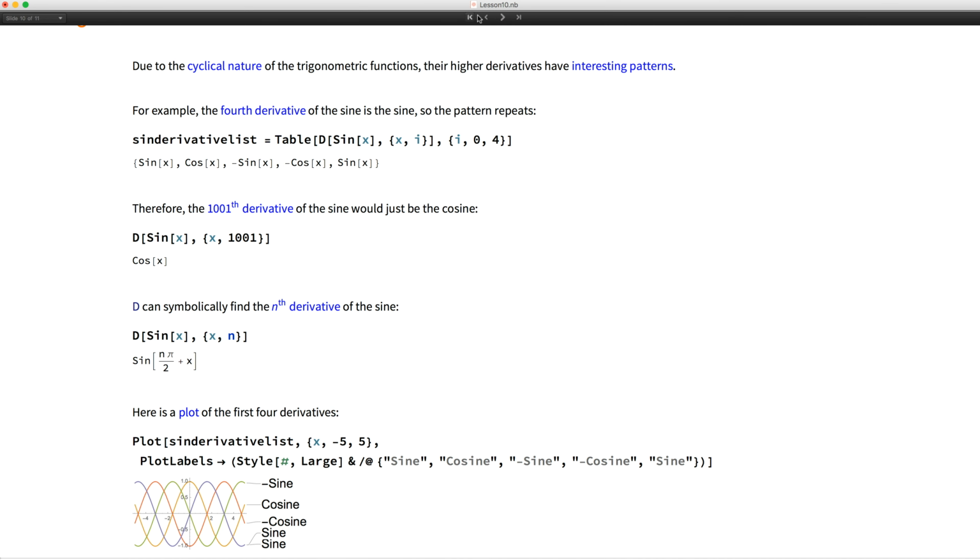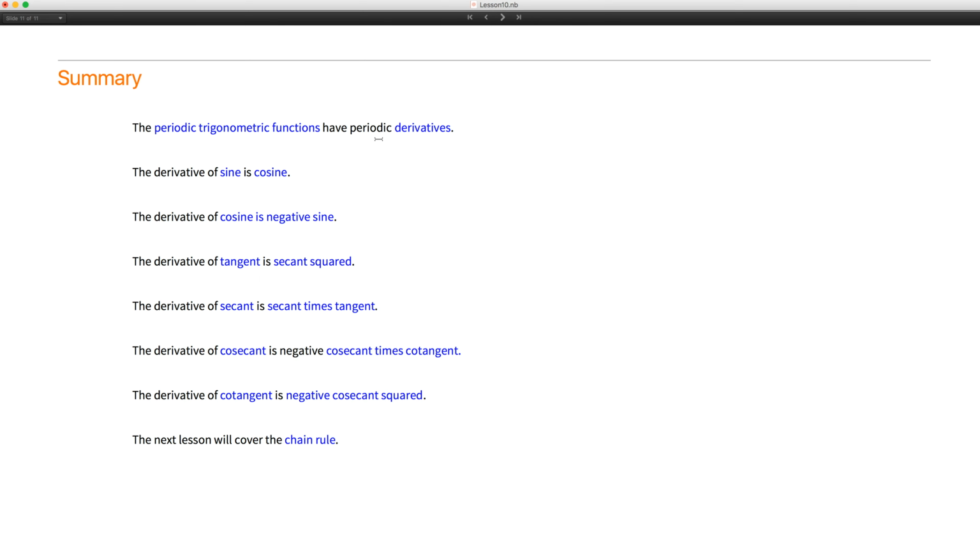That is the end of today's lesson, but let's summarize. Because the trig functions are periodic, so are their derivatives. The derivative of sine is cosine. The derivative of cosine is negative sine. The derivative of tangent is secant square. The derivative of secant is secant times tangent. The derivative of cosecant is negative cosecant times cotangent. The derivative of cotangent is negative cosecant squared. That short list should be enough for most applications.